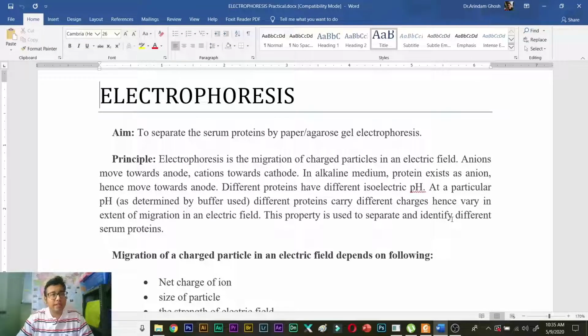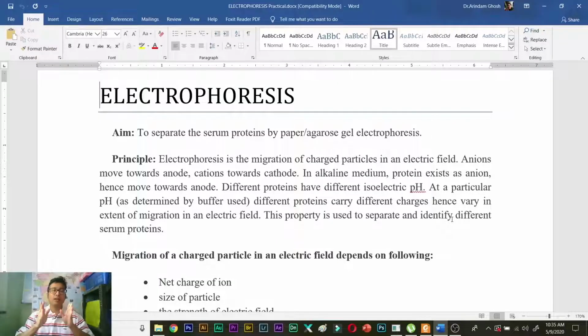You should give a heading: separation of serum protein by electrophoresis. This will be your heading. Depending on the method of your choice, you can give a more specific heading: separation of serum proteins by paper electrophoresis, or separation of serum protein by gel electrophoresis, or by Agarose gel electrophoresis.